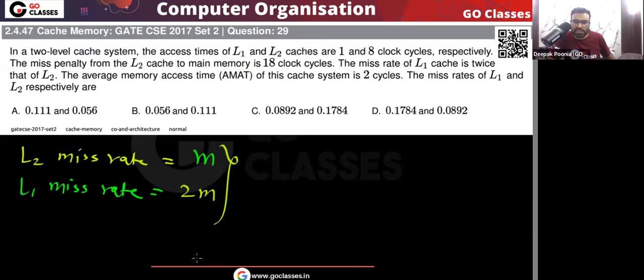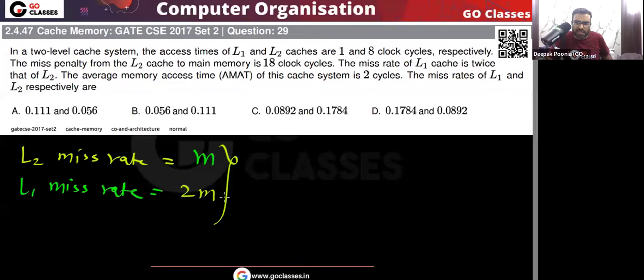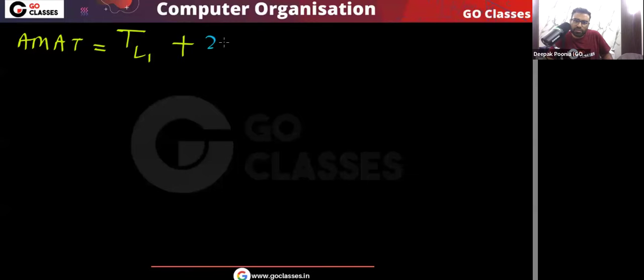Now you can see the average memory access time is given in this question. So let's apply the average memory access time formula. When you have a multi-level cache structure, you can apply this formula recursively. The average memory access time will be equal to the access time of L1 cache plus the miss rate of L1 cache times the miss penalty of L1. The miss rate of L1 that I've assumed is 2m, multiplied by the L1 miss penalty.